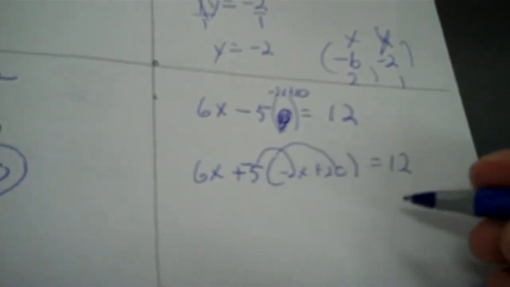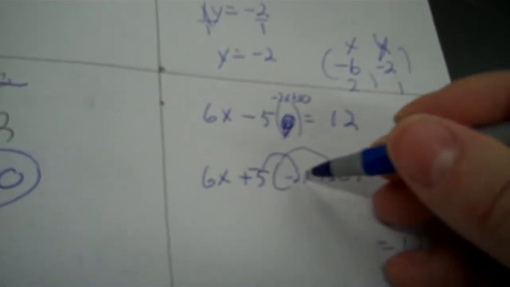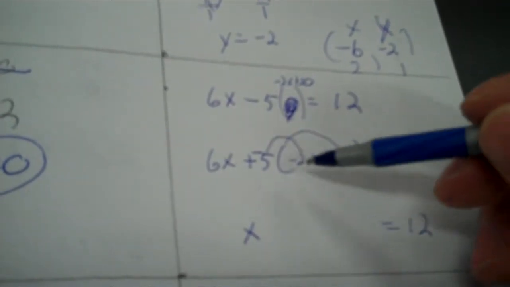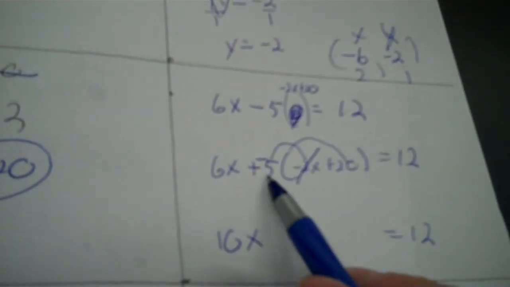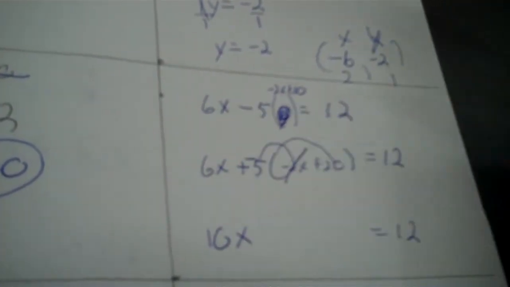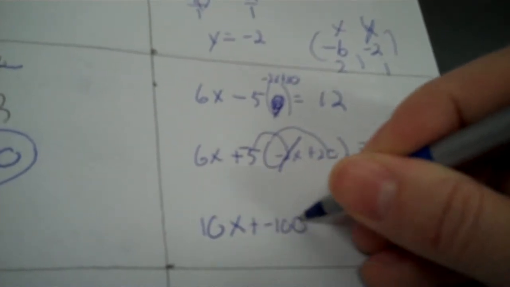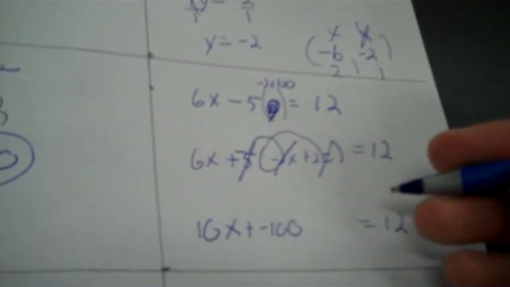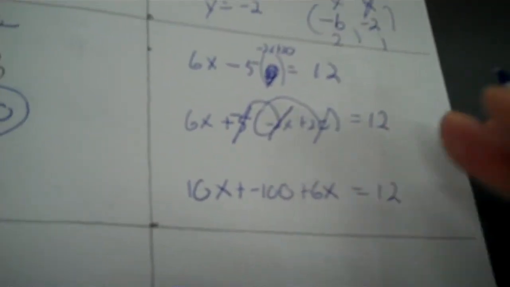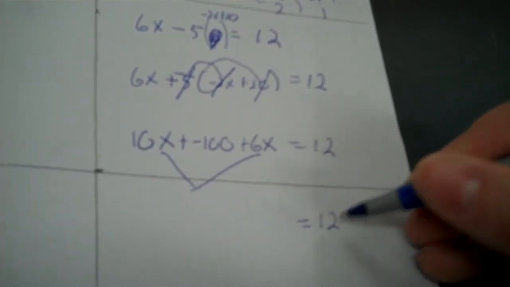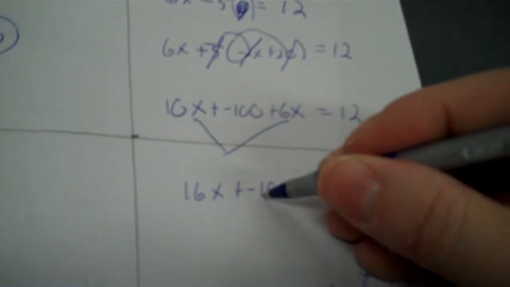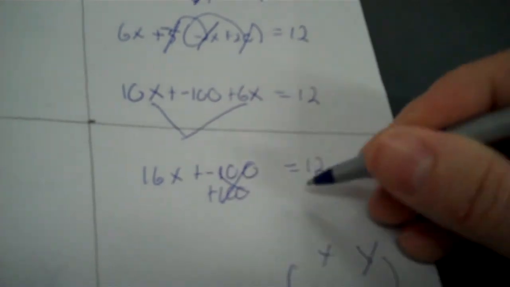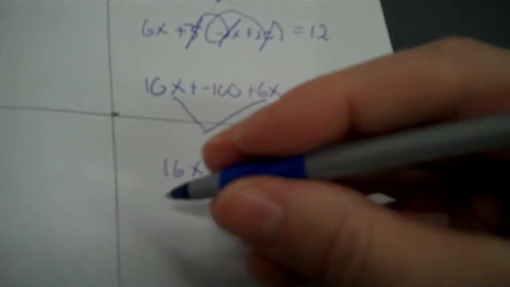So -5 times -2x, you need to put an x down and then take -5 times -2, that's 10. Then I take -5 times 20, which is actually -100. Then we have to add our 6x. And now I'm done with the parentheses, so I add those two. That is going to be 16x plus the -100 equals 12. So I have a -100, so we're going to add 100. 12 plus 100 is 112.